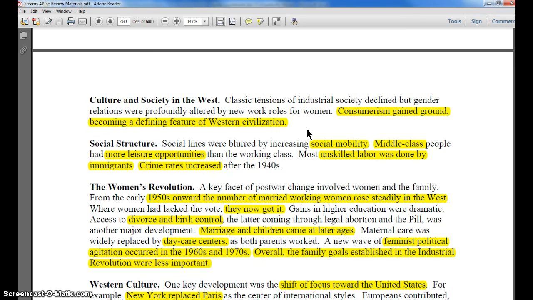Consumerism becomes like the big ism that defines Western society. Make sure you know what consumerism means. You might want to look it up and give yourself a definition for it.